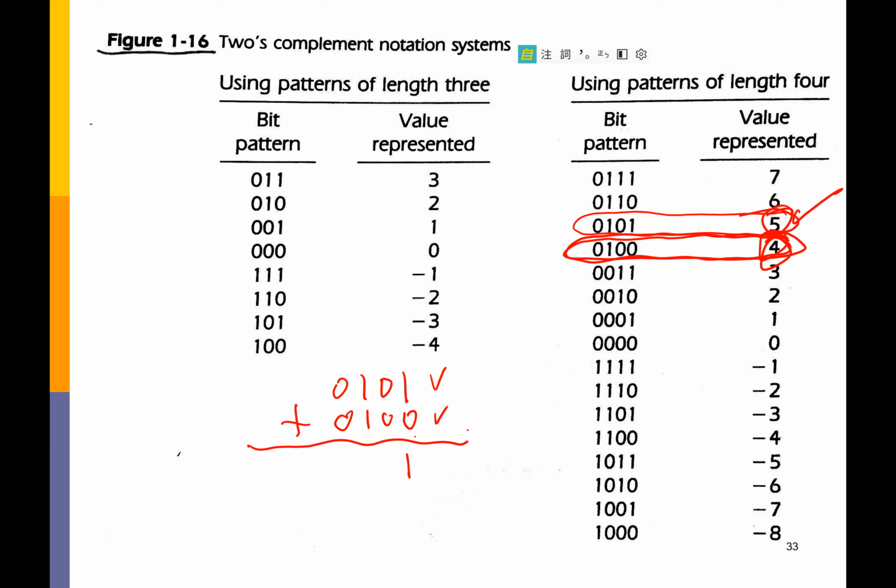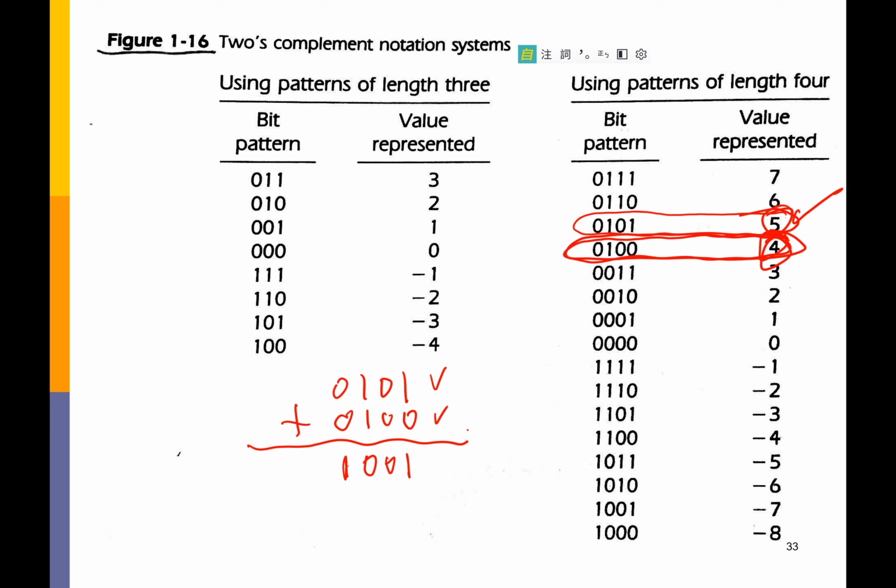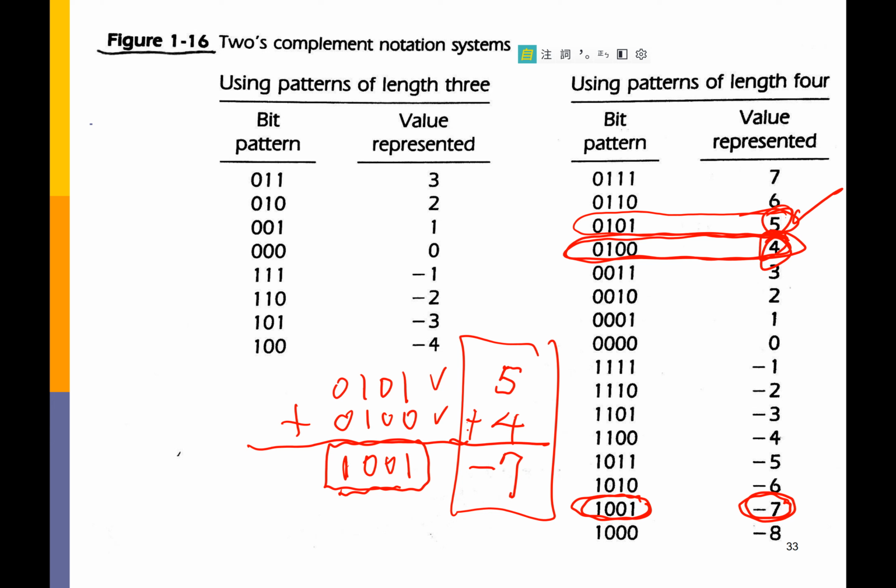Okay, now we add: 1 plus 0 is 1, 0 plus 0 is 0, and then we get 1 here. 1 plus 1 is 10. Now, this is the value of what? 1001, 1001 is this here. It represents -7. So, in two's complement notation, 5 plus 4 becomes -7, which is ridiculous. Why is it a wrong answer? Because we have an overflow problem.